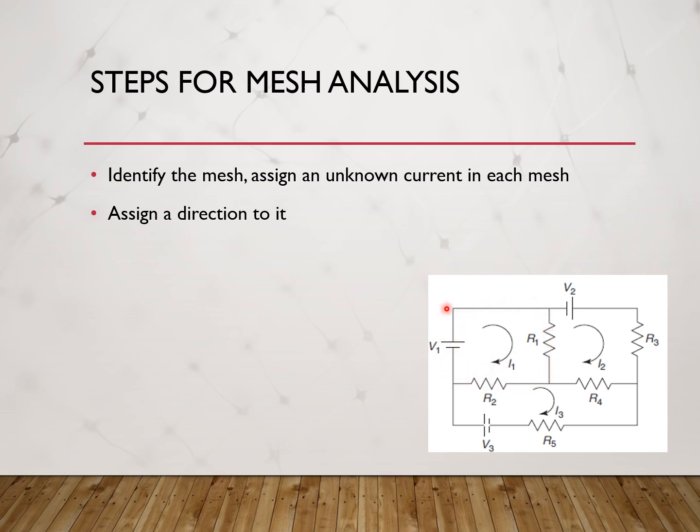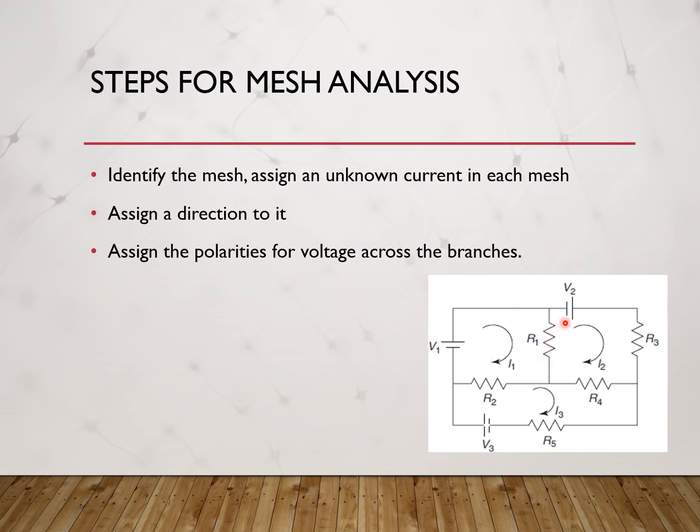So this is the first mesh, and the I1 current is flowing in this mesh. The I2 current is flowing in the whole mesh. So a mesh current is different from branch currents. Please note this. Then assign the polarities for the voltages across the branches.